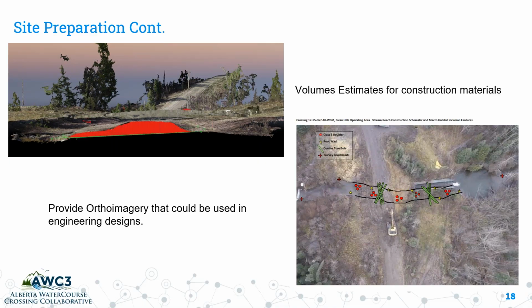Another use for it would be to provide ortho imagery that can be used in engineering designs. So here in the bottom right, this is our design for what a watercourse crossing might look like, or a remediated river might look like. But you could also use this ortho imagery if you need to tender contracts out to engineering companies and they need to have a better idea of what the site conditions are. A drone's ortho imagery is going to give them the best idea of what they're actually looking at in terms of the site conditions and the watercourse crossing conditions as well.